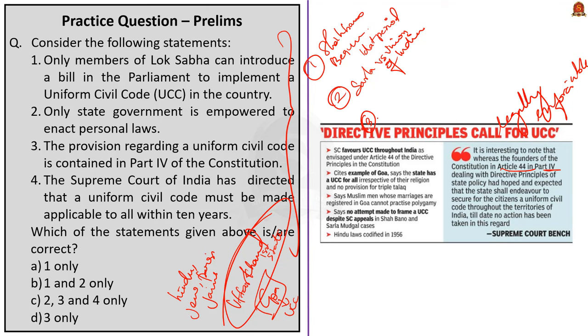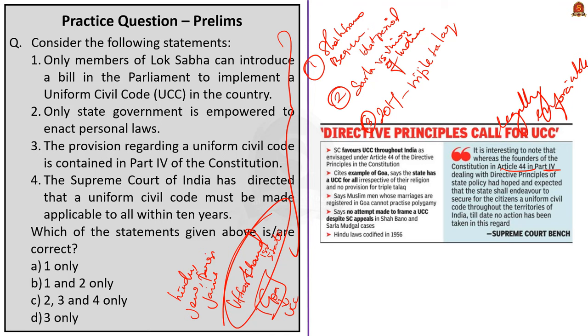Apart from this, in Shayara Bano versus Union of India in 2017, the Supreme Court declared the practice of triple talaq as unconstitutional and violative of the dignity and equality of Muslim women. It also recommended that the Parliament should enact a law to regulate Muslim marriages and divorces.